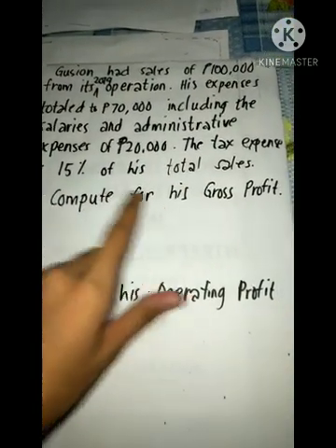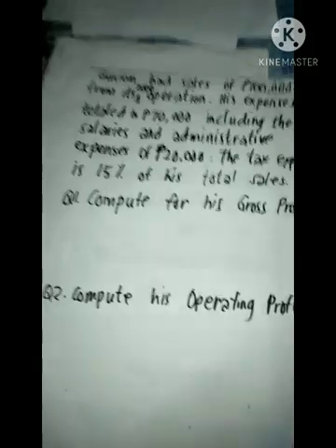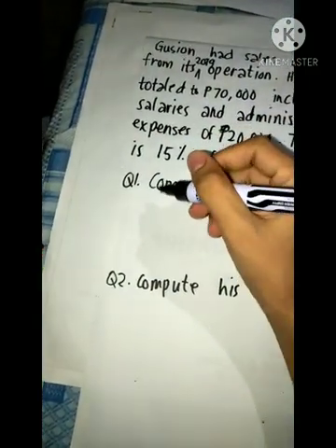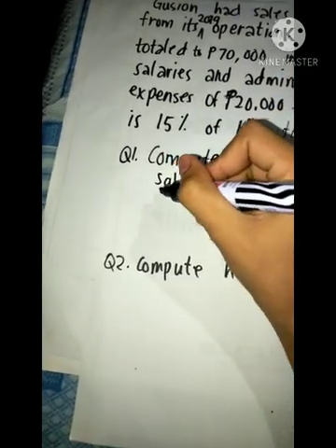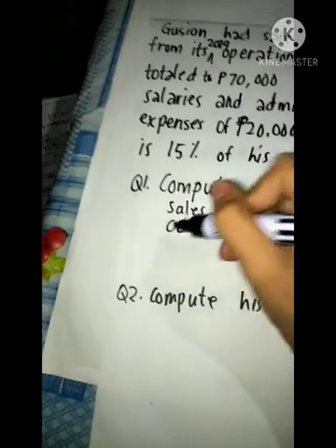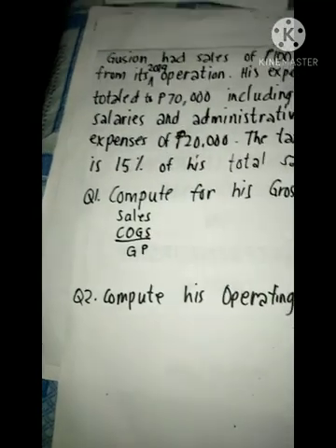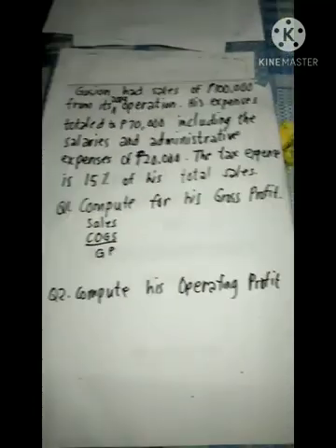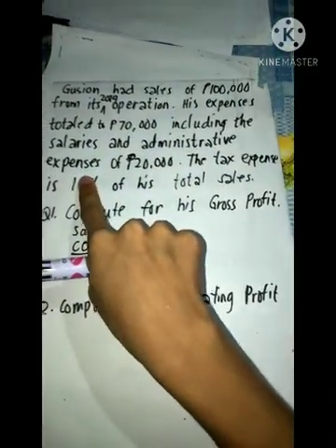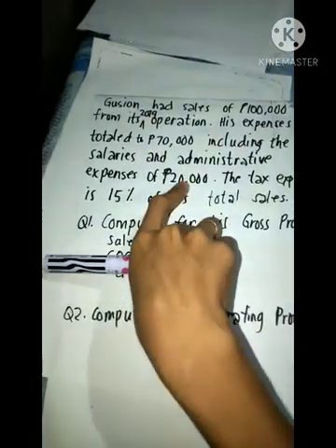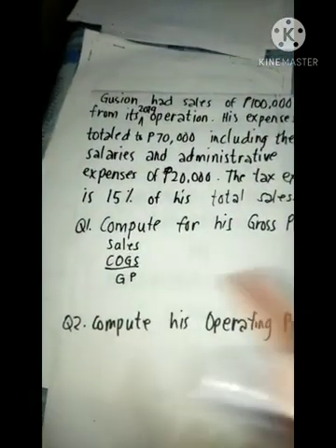First question, compute for his gross profit. So remember that when computing gross profit, the formula is sales less cost of goods sold. That is your gross profit. Now, cost of goods sold is variable expenses. So, these salaries and administrative expenses are fixed expenses. So, ibig sabihin, itong 20,000 nakasama sa 70,000, hindi na din siya isasama sa pag-compute ng gross profit.